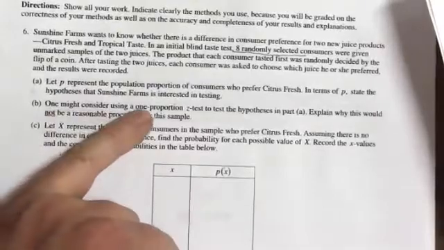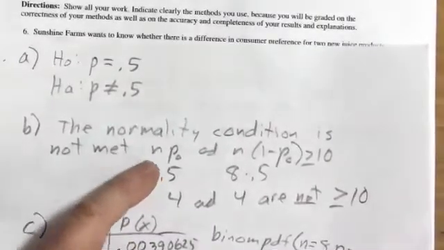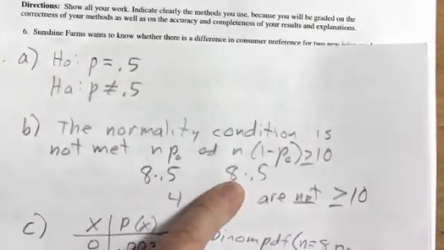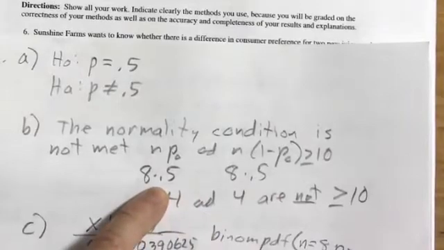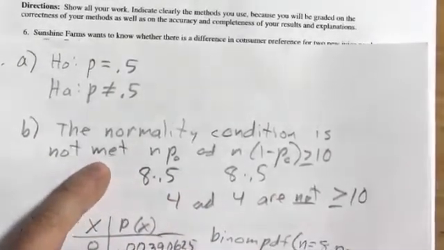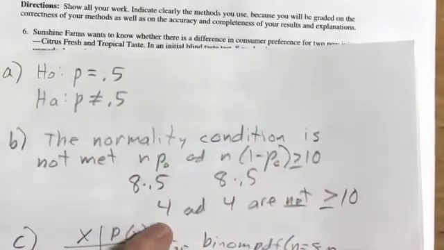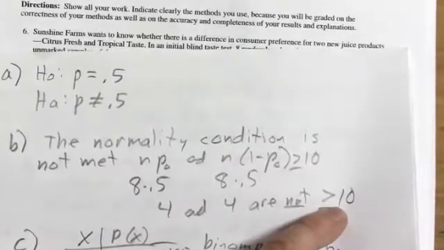One might consider using a one proportion z-test to test the hypotheses in A. Explain why this would not be reasonable. Well, we have a really small sample size here, 8. 8 is insanely small, especially for proportions. So the normality condition is not met, because for normality to be met, you gotta have n times p and n times 1 minus p greater than 10. And in this case, they would both be 4, and they're not bigger than 10. So that would not work.